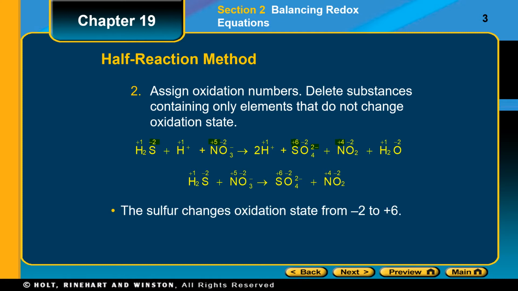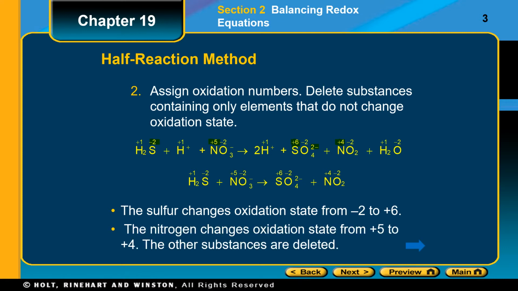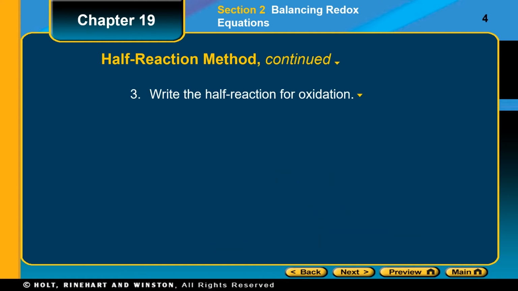Okay, so sulfur, we said, is going from a -2 on hydrogen sulfide to a +6 on sulfate. And then nitrogen is going from a +5 over here to a +4 over here. And then we've just deleted everything else. So we've covered 2 steps already. The next thing we're going to do is write the half reaction for oxidation.